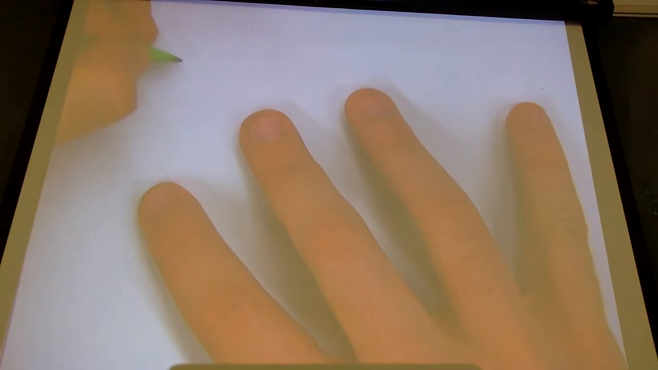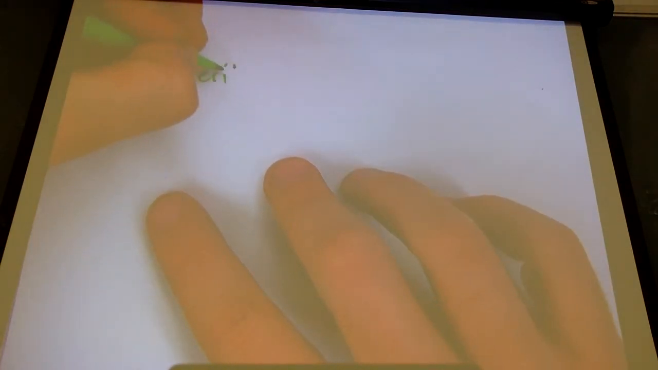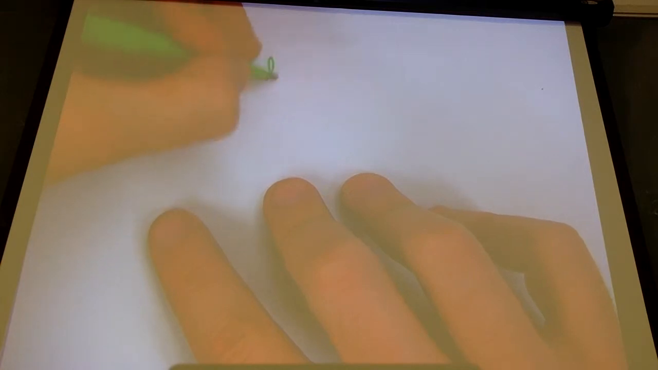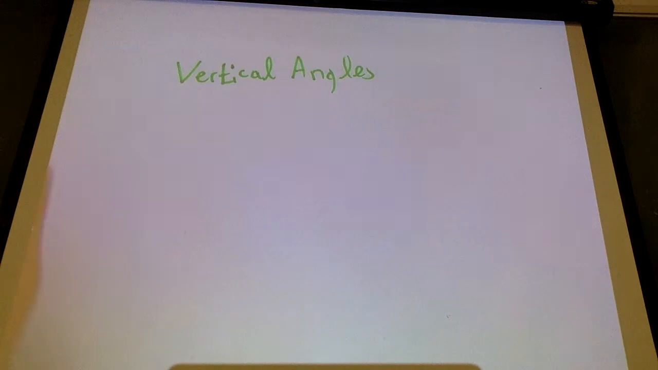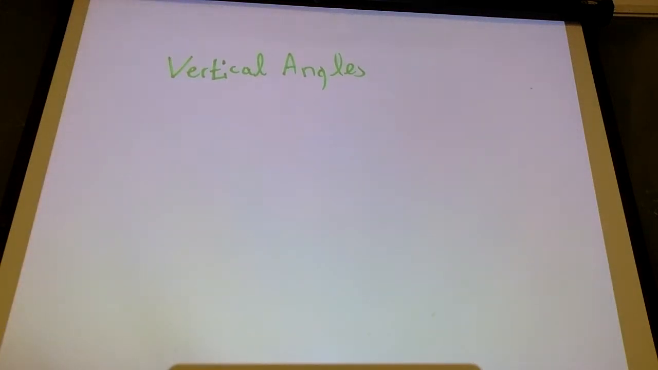Let's take a look at a new vocabulary word, vertical angles. Vertical angles are pairs of non-adjacent angles formed when two lines intersect. They share a common vertex, but that's it. So let's take a look at what that is.